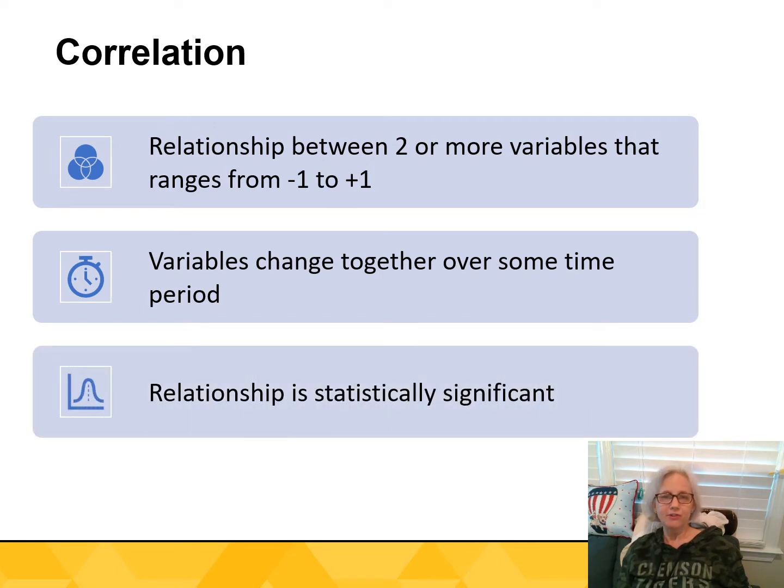The relationship is statistically significant if the p-value is less than or equal to 0.05. In simple terms, you're highly confident that the relationship is not due to chance.